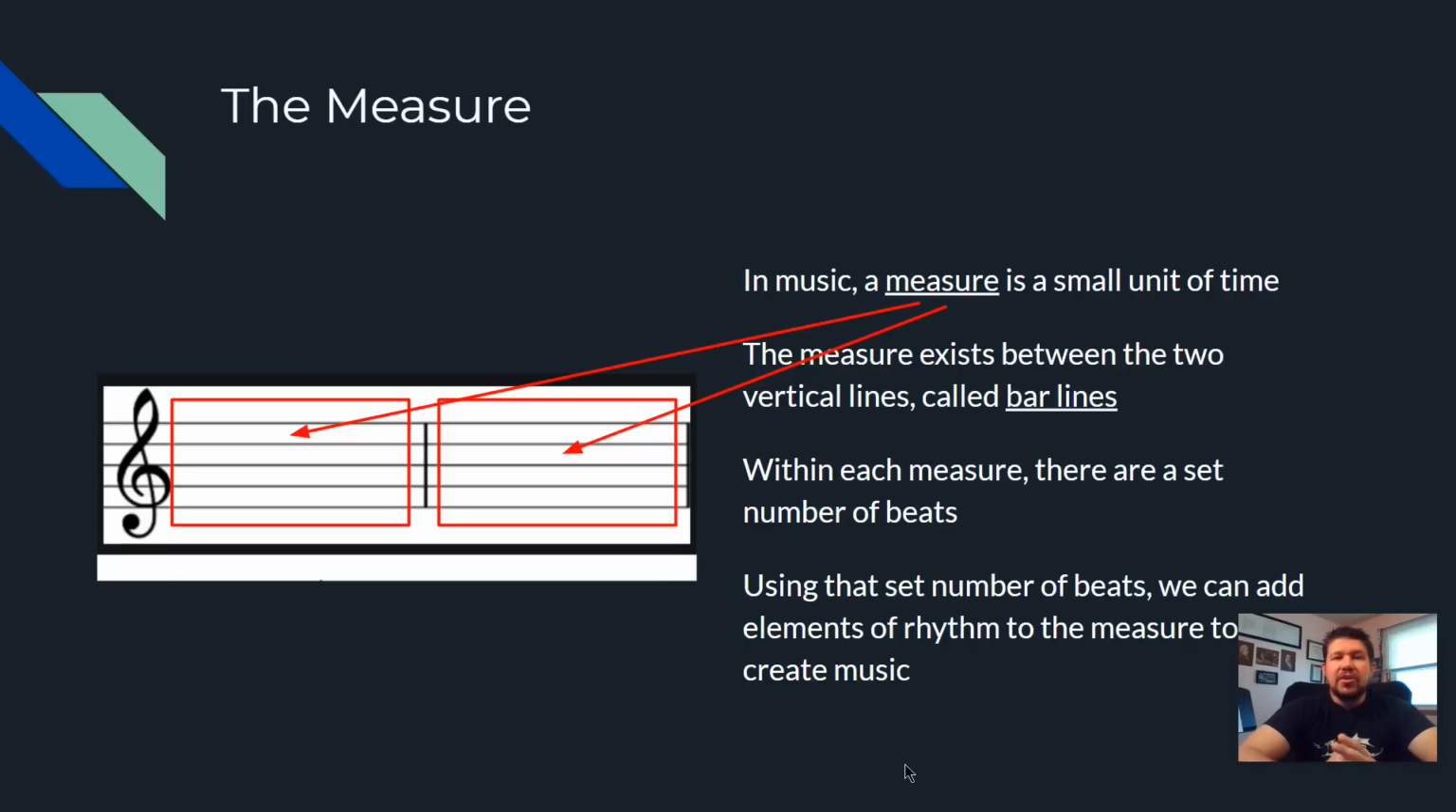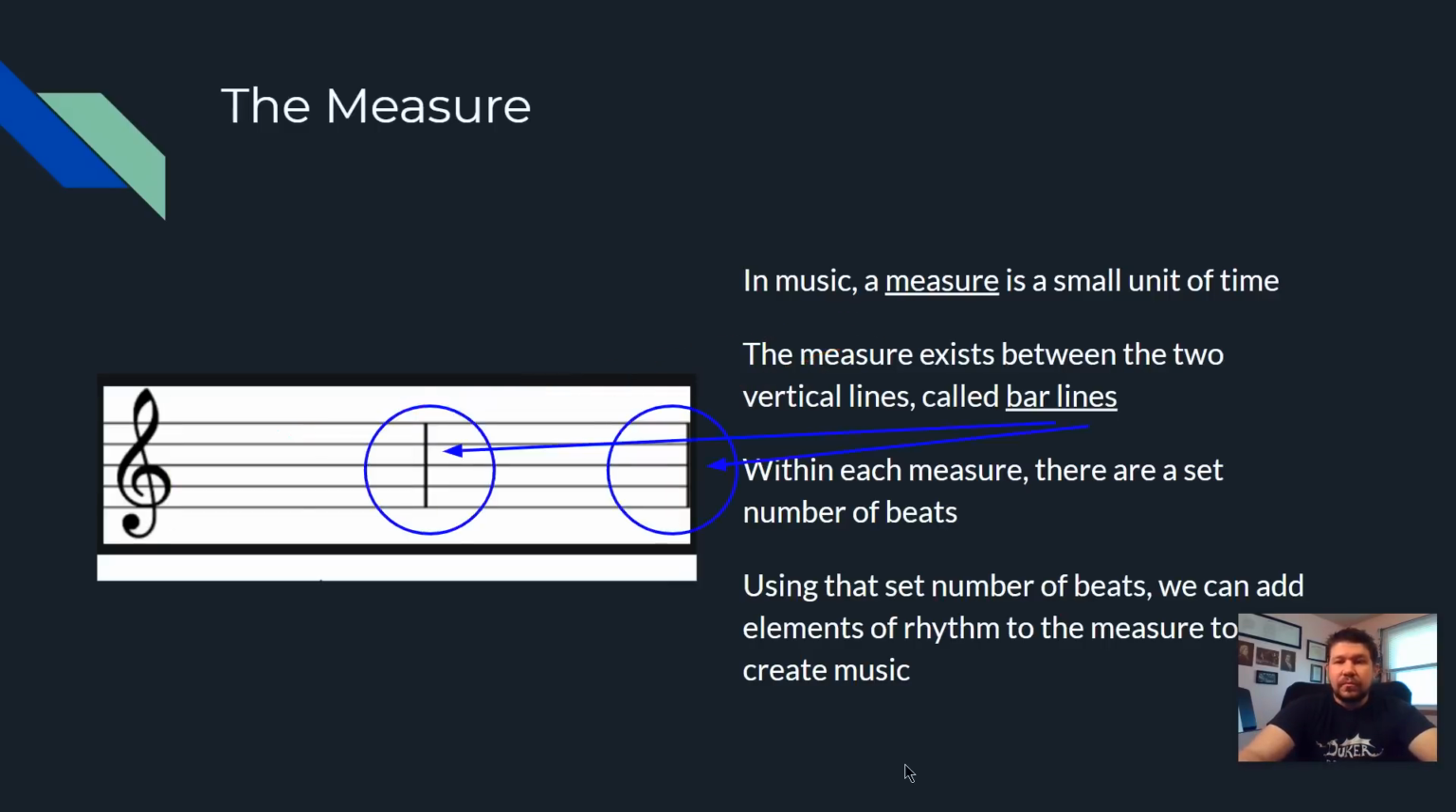So the measure is where the different types of notes and rhythms are going to be. That's where they're going to go, and that's how we're going to separate music into those manageable little pieces of time. The measure exists between two vertical lines outlined in blue right there. Those are called bar lines. And what bar lines do is they separate the music into measures. So it makes it so that it's a little bit easier to look at.